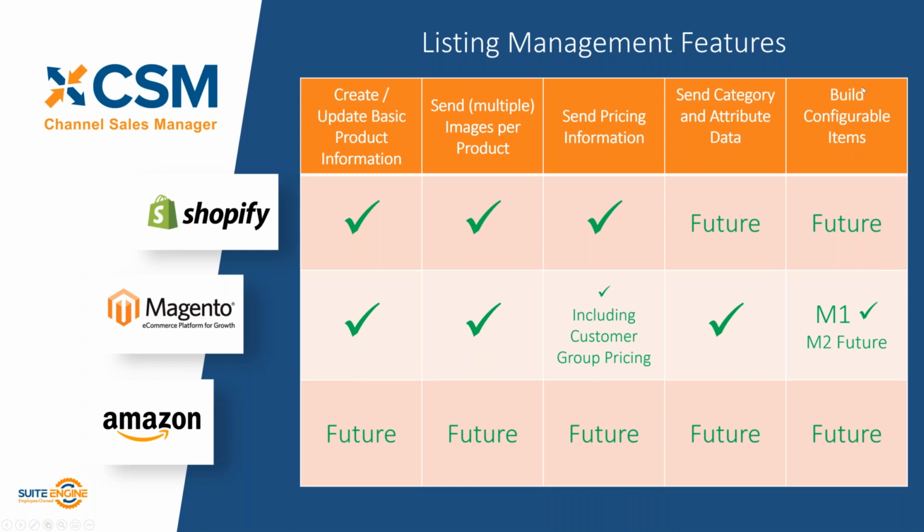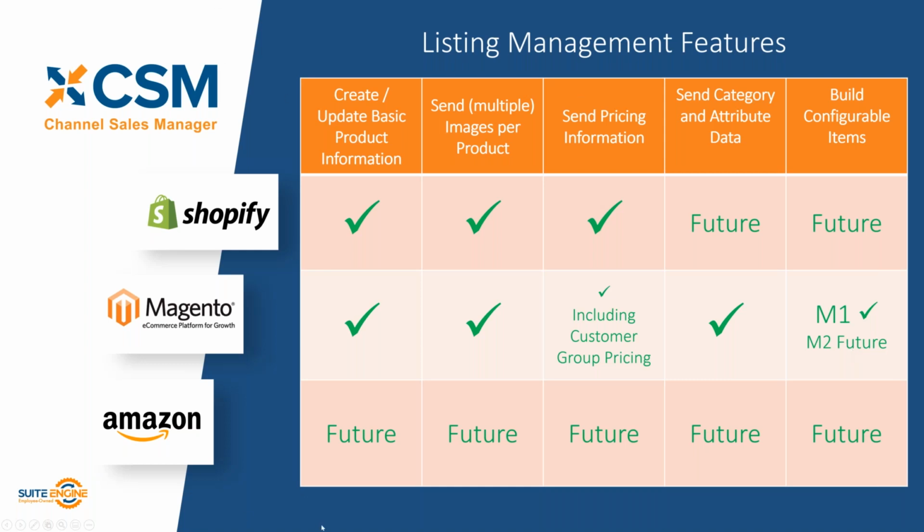And we can even, in some cases, build configurable items. Essentially, those would be items that have choices, such as, in fashion, where we build one product with the style and then give it color and size options. We're able to do that with Magento 1, and we actually have in beta with a client Shopify configurable items, as well as Magento 2 configurable items.